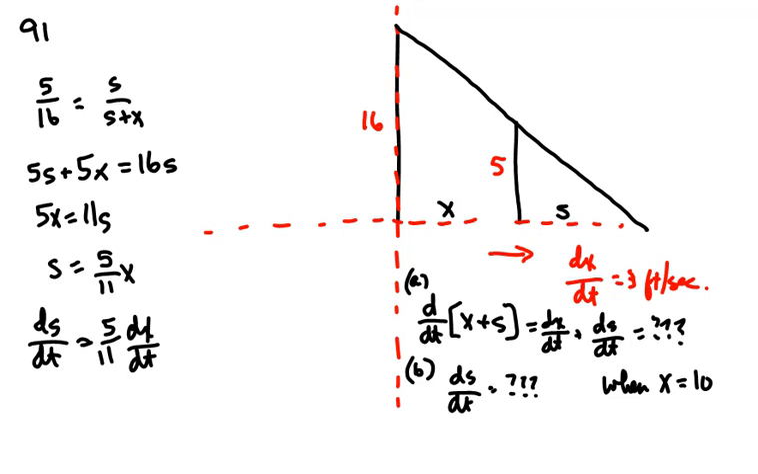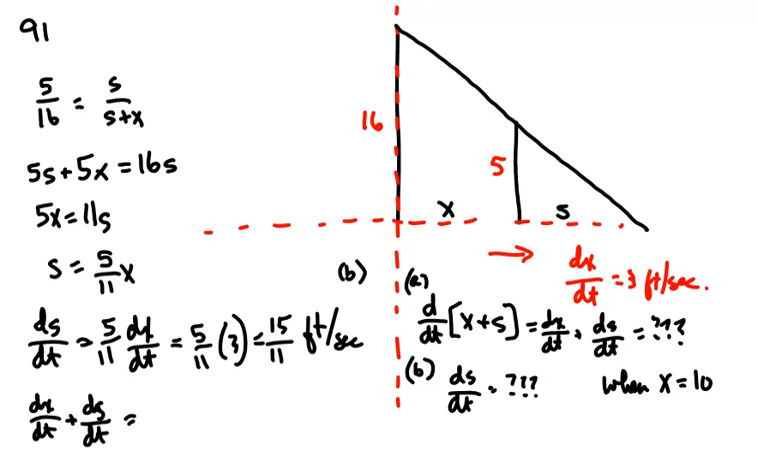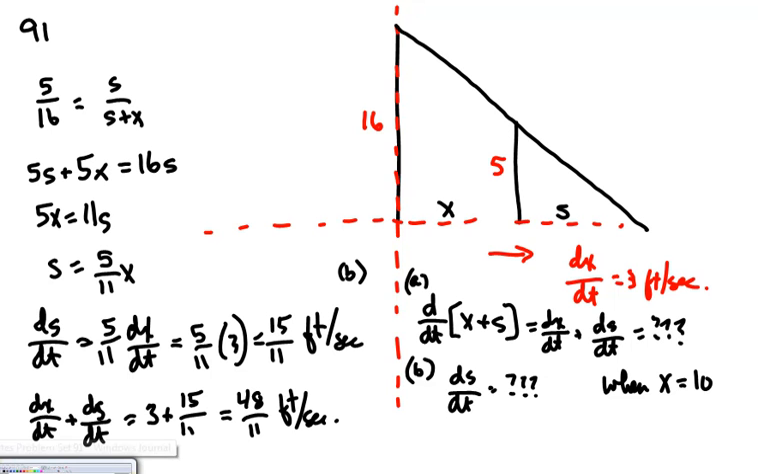We know that dx/dt is 3, and so the rate that the shadow is changing is 15/11 feet per second. That's the answer to problem B, rather. And for part A, we need to find dx/dt plus ds/dt. And that then is 3 plus 15/11, which turns out to be 48/11 feet per second. And as I said, that is the answer to part A.